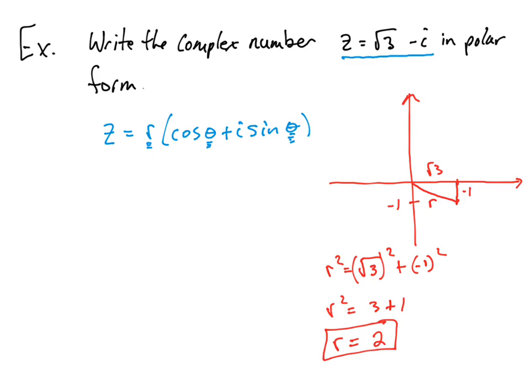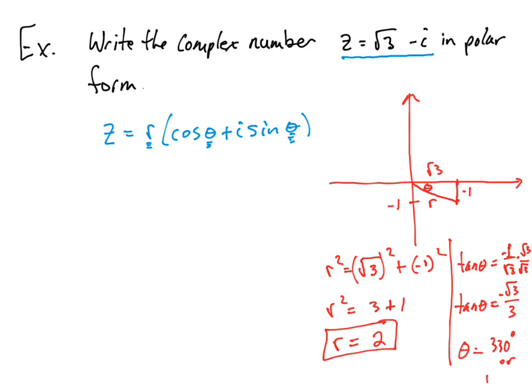And then we need to figure out what this angle theta is. So this angle, we're just going to use tangent of theta is equal to negative 1 over square root 3. And if I rationalize that by multiplying the top and bottom by square root 3, we get tangent of theta is equal to negative square root 3 over 3. So what angle is that? The angle is 330 degrees, or 11 pi over 6.